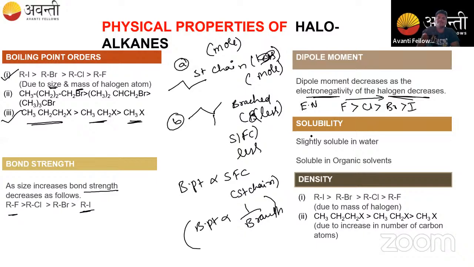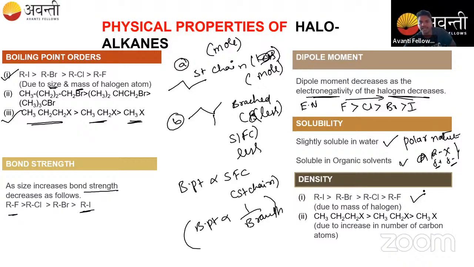And solubility: alkyl halides are slightly soluble in water and soluble in organic solvents because they are polar in nature. Obviously all the alkyl halides are polar in nature, meaning they have delta positive and delta negative charges. This positive and negative charge indicates the polarity. So that's why they can dissolve in water or in organic solvents.